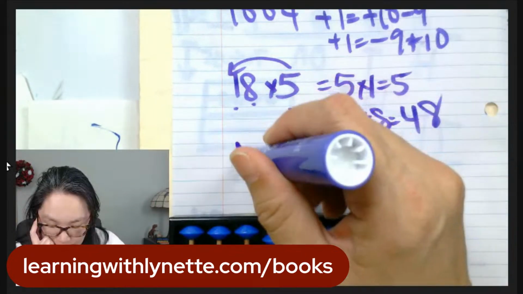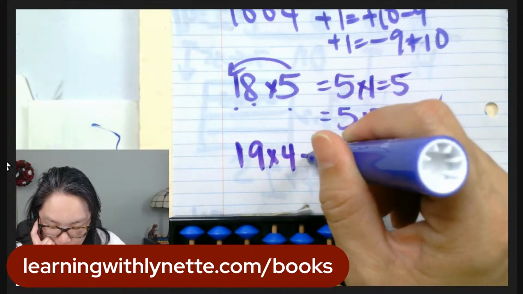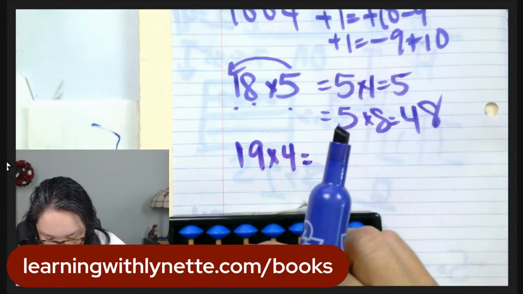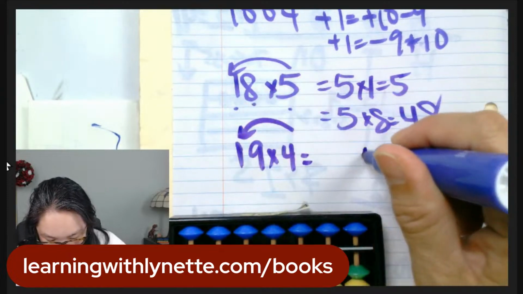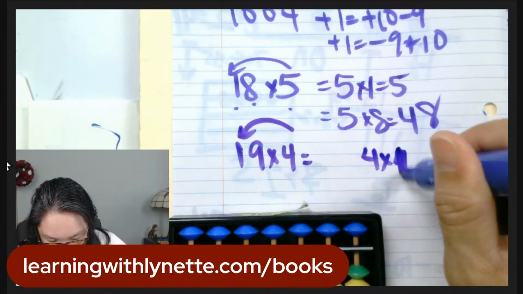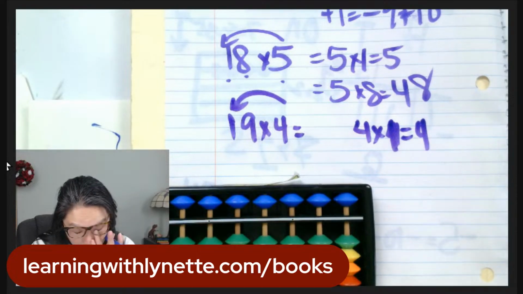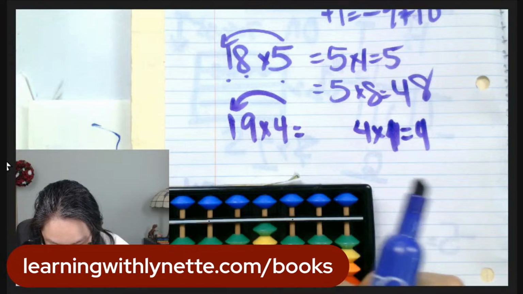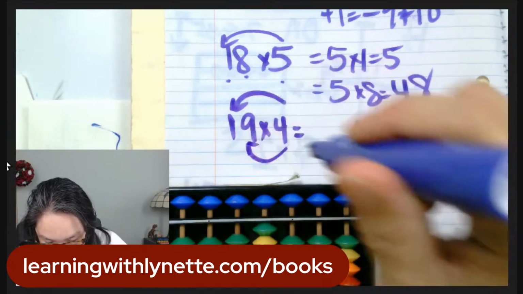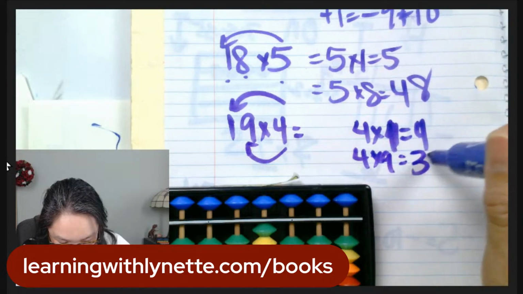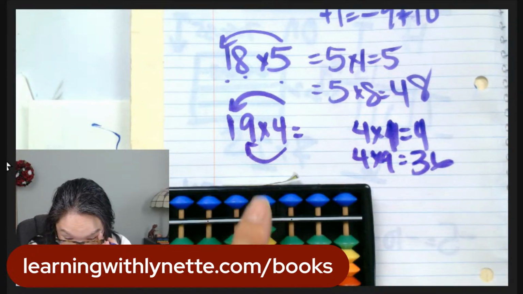However, if I did this one, 19 times 4, right? We have 3. We do it again, 1, 2, 3. And then 4 times 1 is equal to 4. 4 is a single digit. I go back one column and I add the 4. When I add the 4, what are we going to do? I add my 4. And then 4 times 9 is 36. So I add my 3.